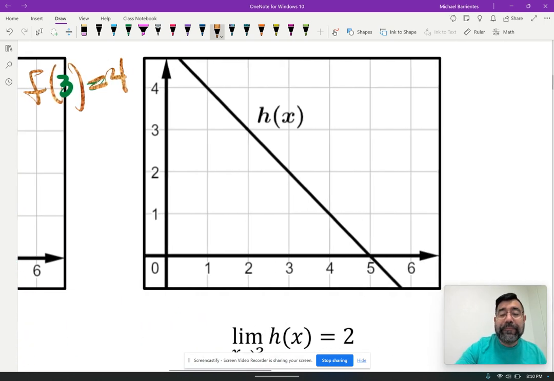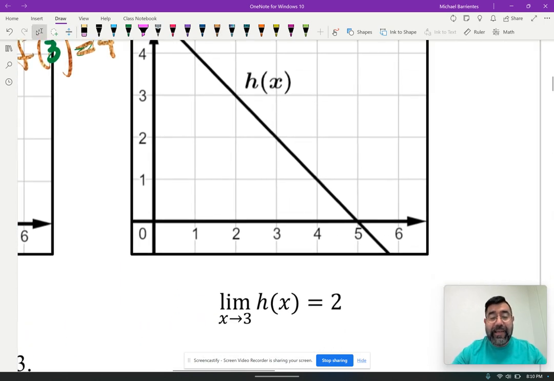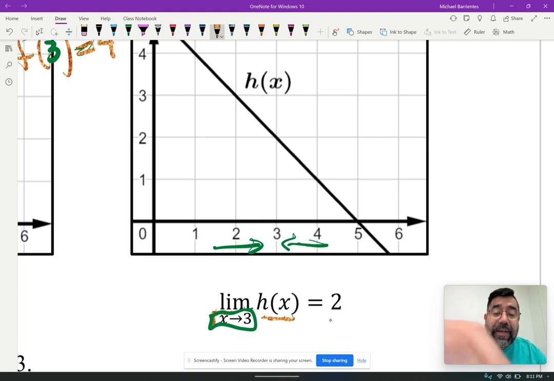Let's do one more example. Here we're doing the same idea. If you look down here, I've been giving you hints. This tells you where we're going to focus our attention. We're focusing our attention as x gets closer and closer to 3. But where? Oh, on the graph. We're looking for the limit of the graph of h of x. So I'm looking to see, as I come from the left side, as I squeeze in, and as I squeeze in from this side, what's the y value that the graph is getting closer and closer to?